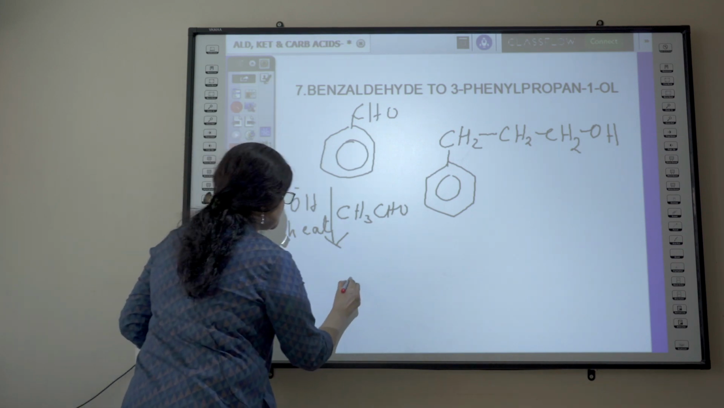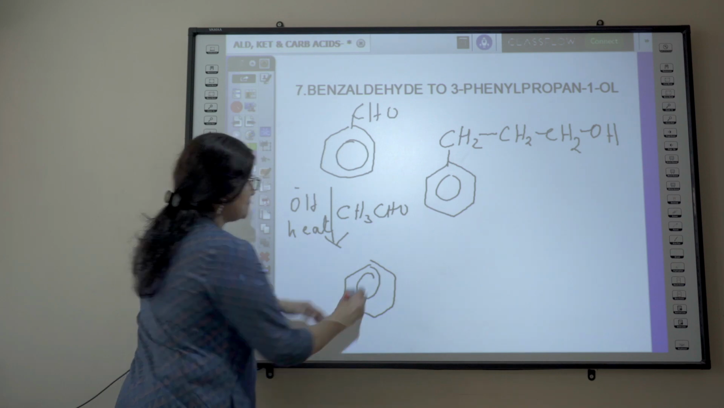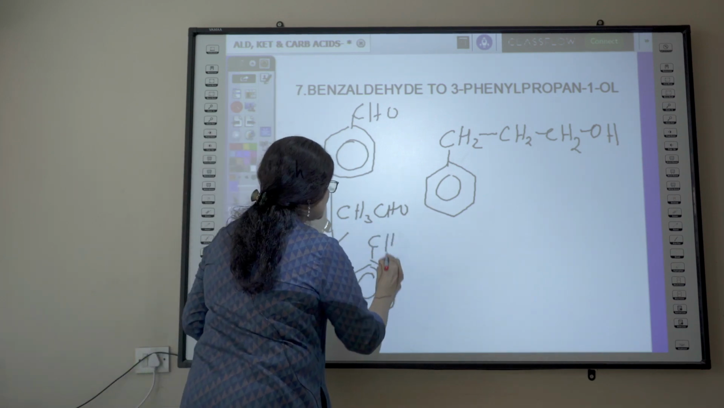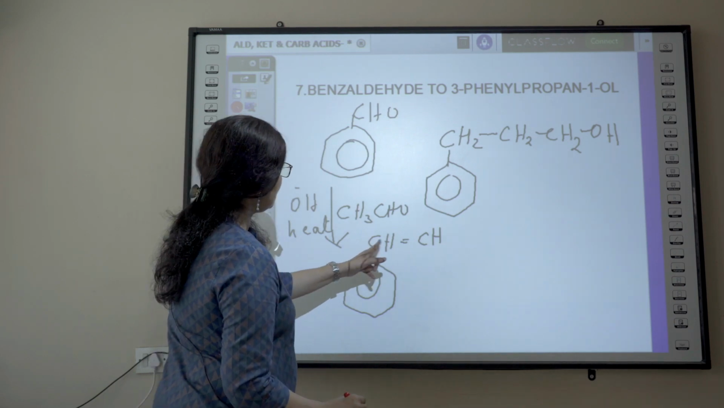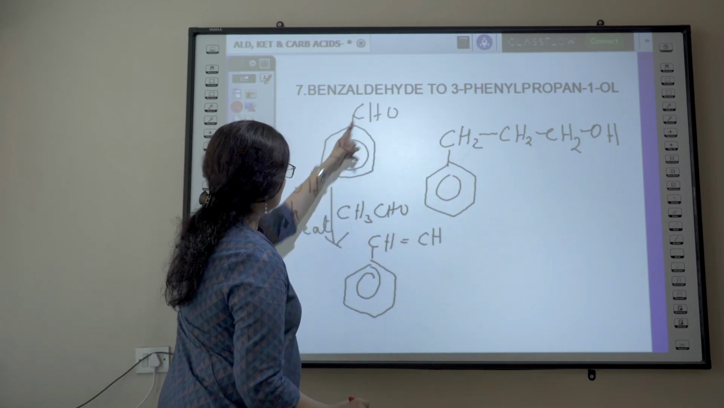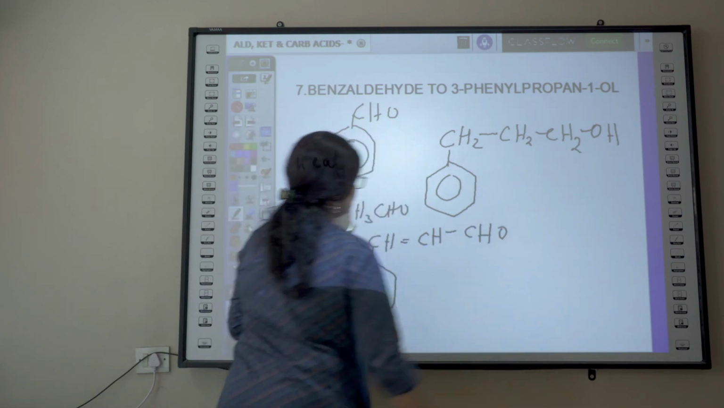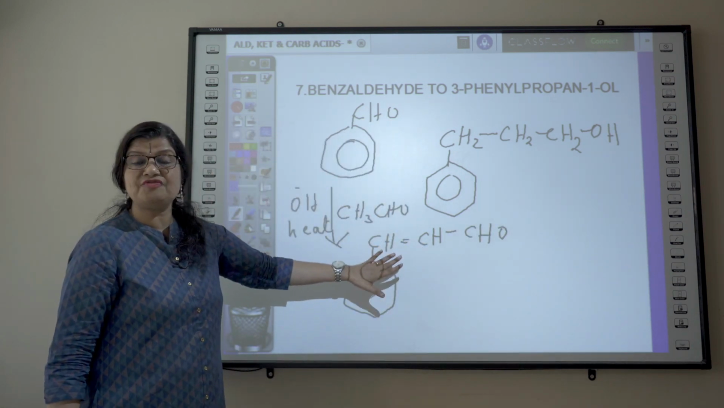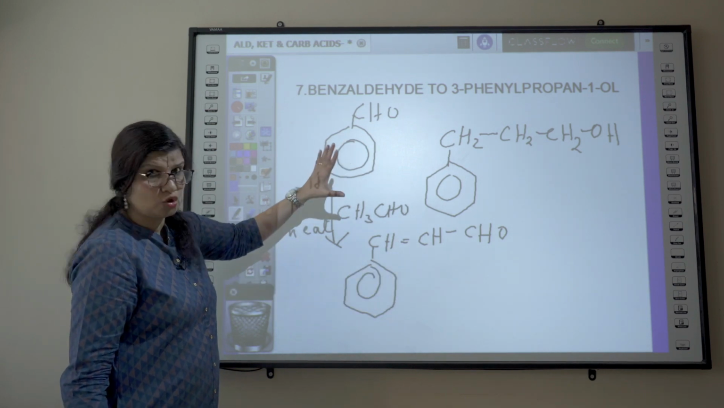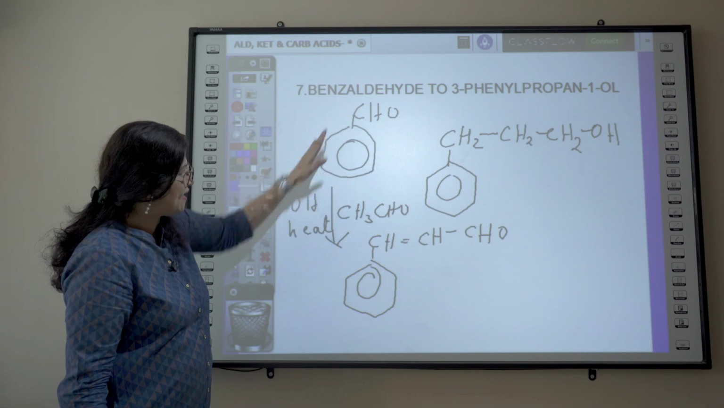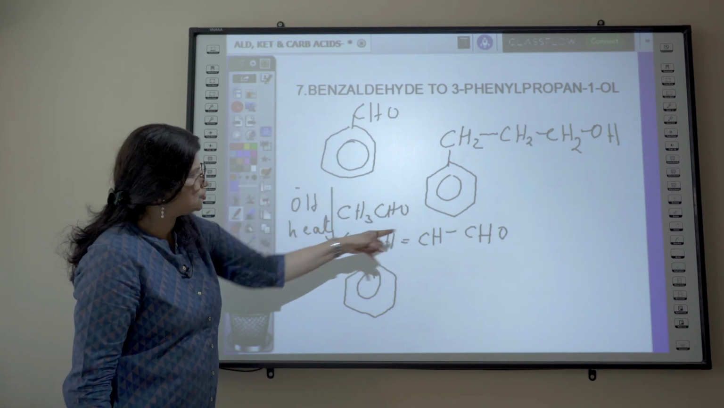So, let us draw the structure of the alpha beta unsaturated aldehyde. Benzene ring, CH, double bond CH, double bond CH, 1, 2, 3, and then we have CHO. This is the final alpha beta unsaturated aldehyde that we get when you do cross aldol condensation of benzaldehyde with ethanal, right? Now, we have introduced 3 carbon atoms.